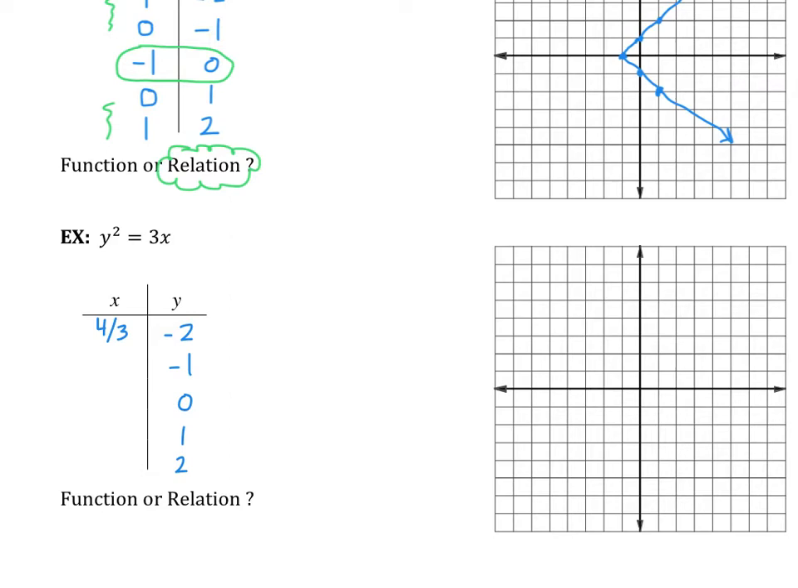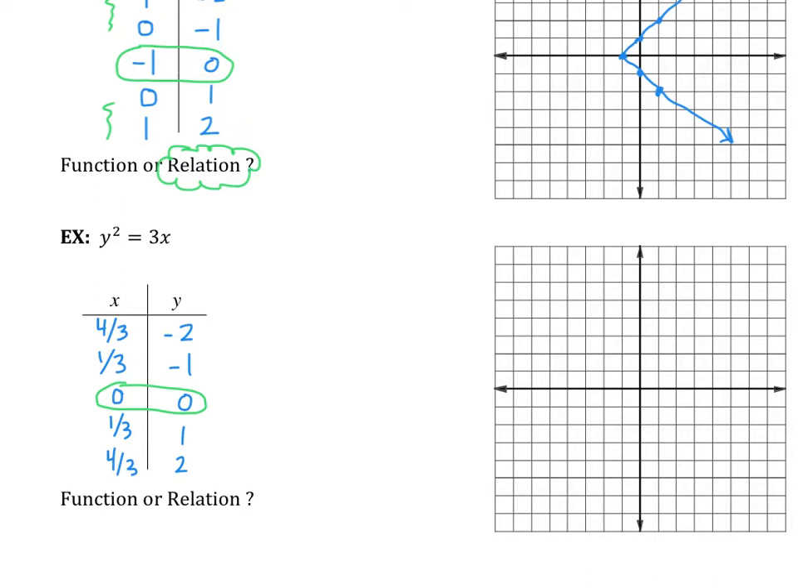If y is -1, -1 squared, and then we have to divide by 3, we're going to get 1/3. When y is 0, x will also be 0. When y is 1, x will be 1/3 again. And when y is 2, x will be 4/3 again. All right, so we're starting to see symmetry, hopefully. So we can call 0, 0 our vertex.